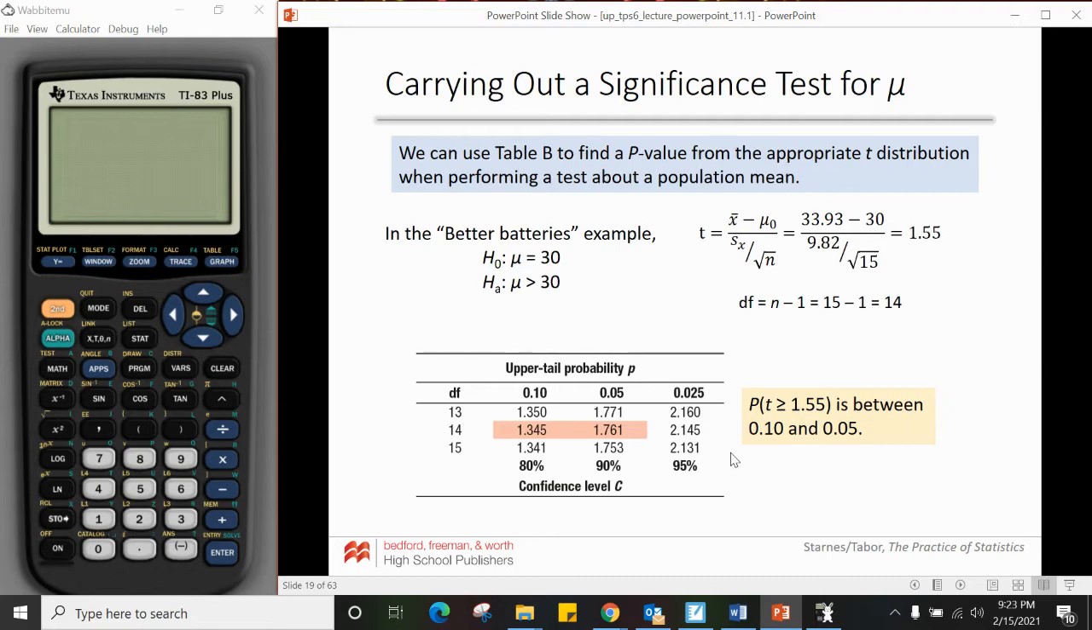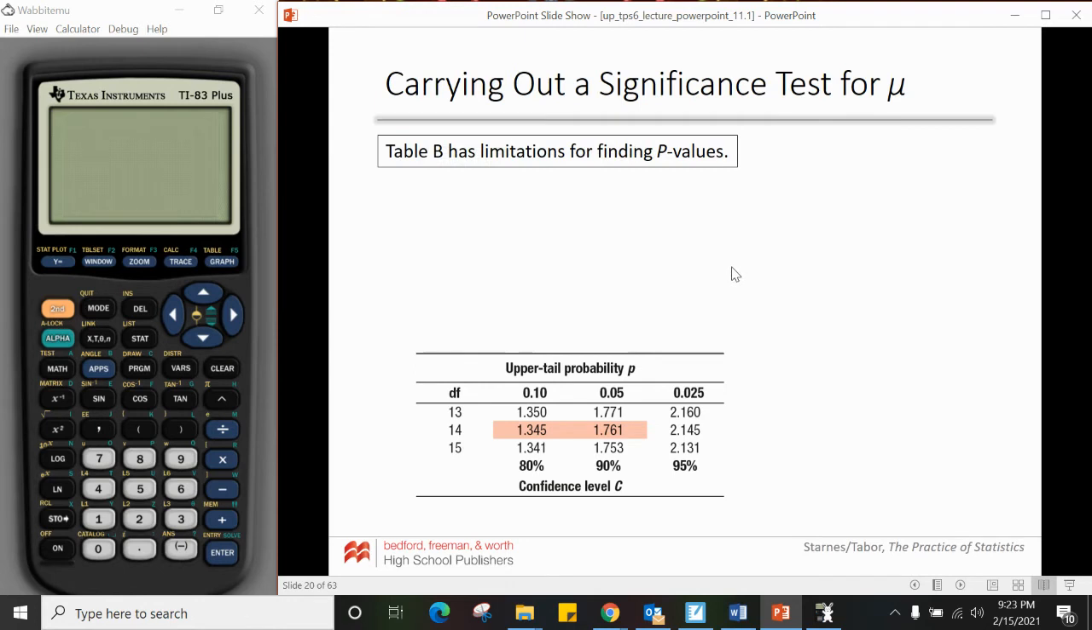So we're probably going to want to use the inverse t or the t-CDF, and we'll see that here in a little bit.